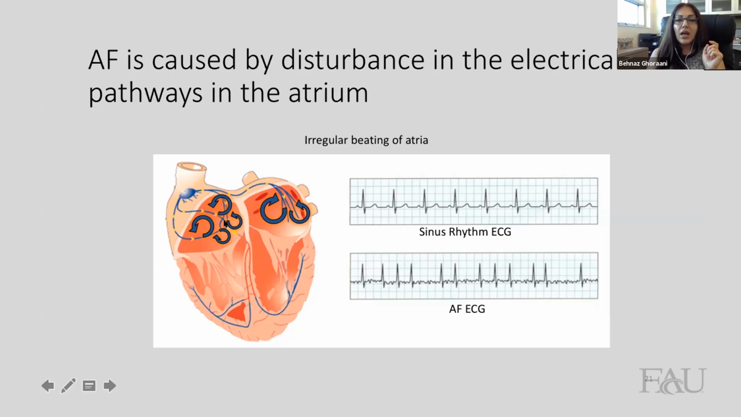So what happens is that the two upper chambers don't do their pumping anymore, and they kind of quiver. As a result, it becomes like a bowl of blood, and then it may increase the risk of developing blood clots and then stroke.